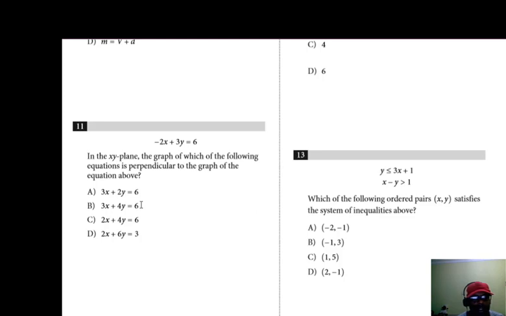Negative 2x plus 3y is equal to 6. Okay, which of the following equations is perpendicular to this one? So to have perpendicular, I have to find the slope of this equation first. In this case, the slope is, when you bring it here, 2/3. So what we need is, since it is perpendicular, our new perpendicular slope must be negative 3/2.